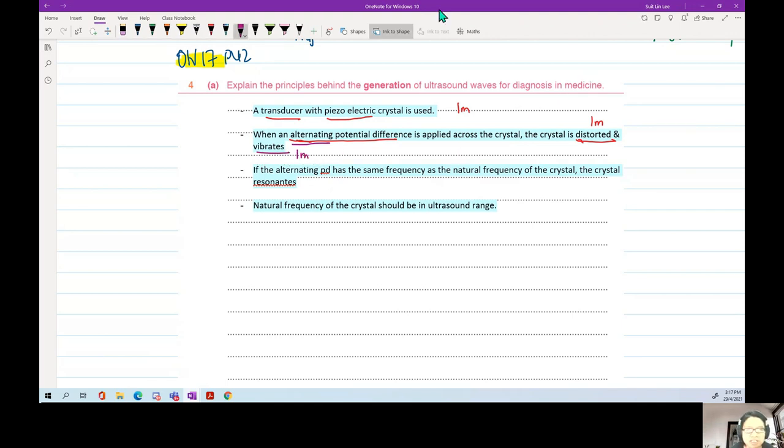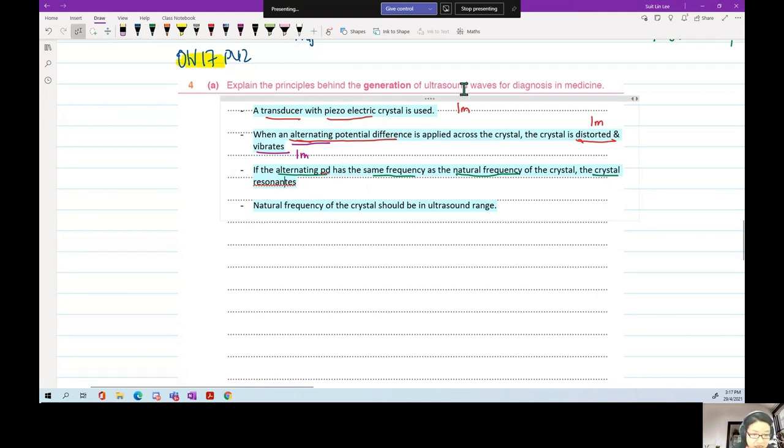If you put PD and distortion, you've got half of the idea, so they'll give you 1 out of these 2 marks. All right, next. The alternating PD has the same frequency as the natural frequency, so the crystal will resonate. 1 mark. Then the natural frequency should be in the ultrasound range. That makes 5. So this essay is worth 5 marks.